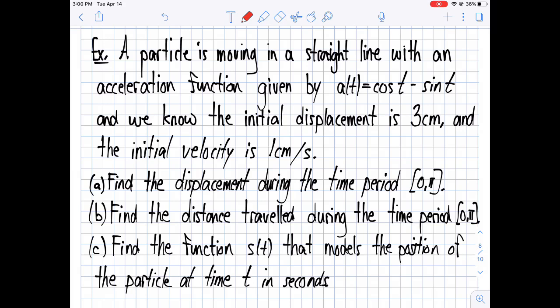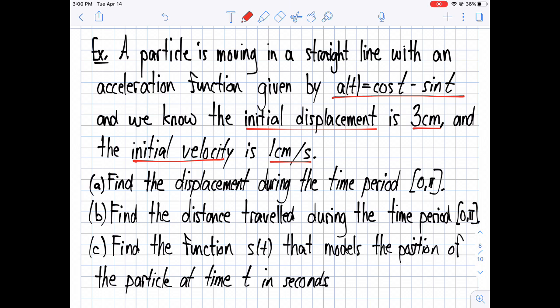Okay, so here we're doing another example of rectilinear motion. We have a particle moving in a straight line, and we are given that its acceleration function is a of t equal to cos of t minus sine of t, and we know also its initial position is going to be 3 centimeters, and its initial velocity is going to be 1 centimeter.